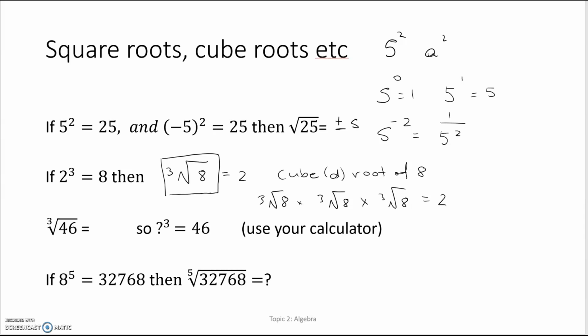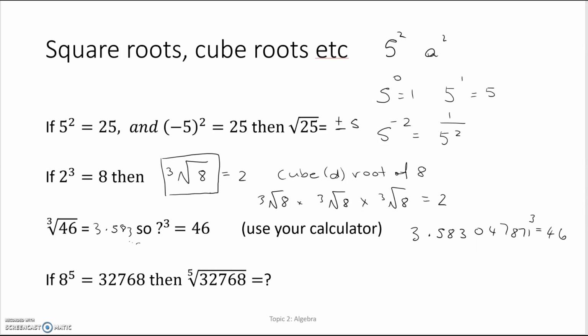Okay, and the cube root of 46, we could look that up on the calculator, and it would be some number like 3.583 and some more digits. So what cubed is 46? The answer cubed equals 46, so 3.583047871 cubed equals 46.